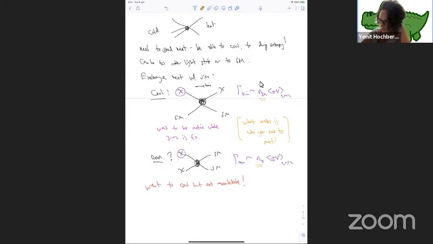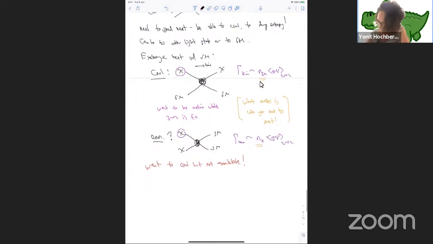And so let's just take a closer look at this and see, indeed, can it be done? Can we cool without annihilating? So can it be done? And the answer is yes. So let's take a closer look.